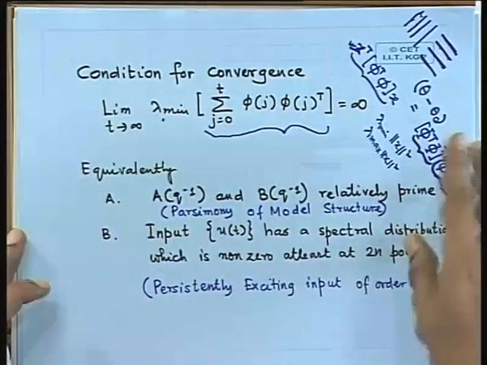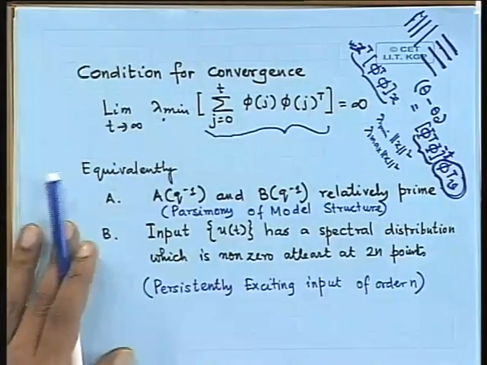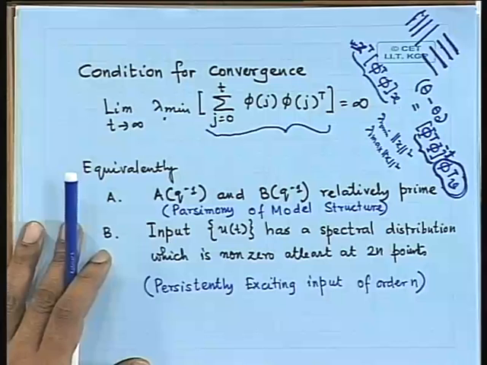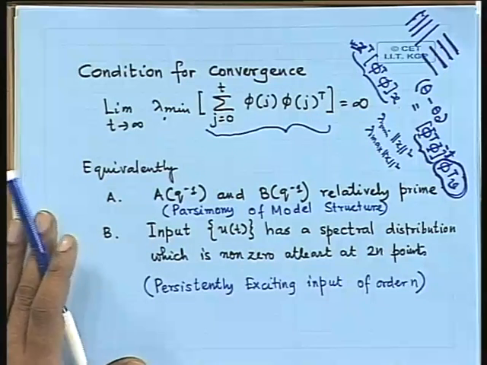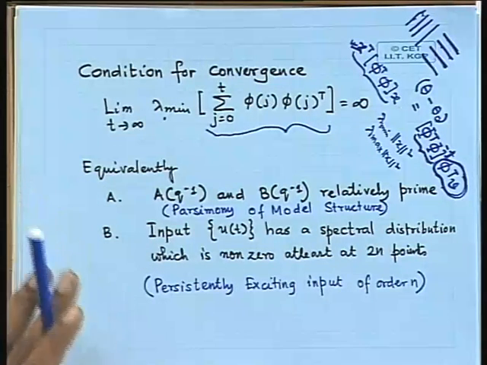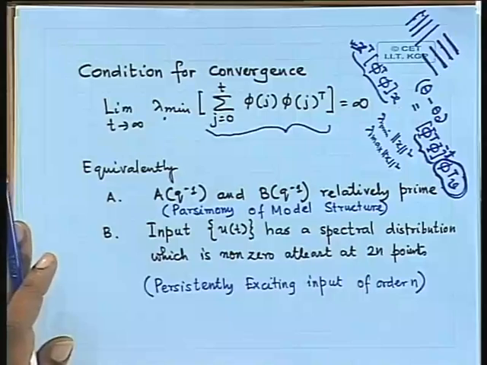So how do you ensure that? I am stating this without proof. There is a proof which is reasonably complicated even in the deterministic case. In the stochastic case it is extremely complicated. So we will not go into the proof, but we will remember the result, because these are very important, very well known results for identification.